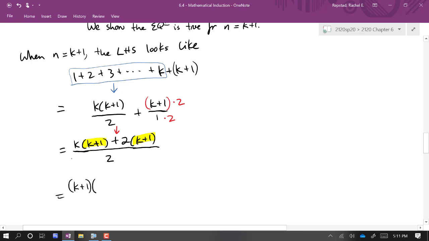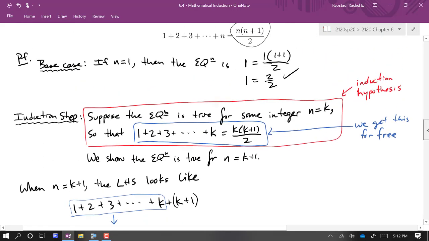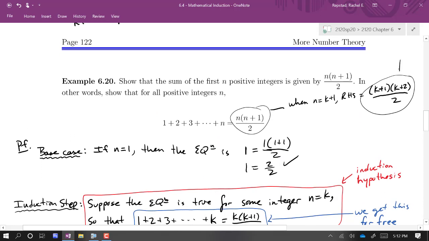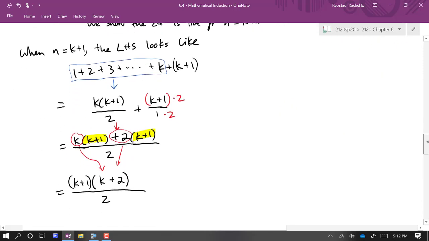And then inside, in the first product, I'm multiplying it by k, and in the second product, I'm multiplying it by 2. So here we have k plus 2. And this is the right-hand side. If we go back up here to what we were playing around with, I wanted to know what the right-hand side looks like when n is k plus 1. That's what it looks like, and that's what we got.